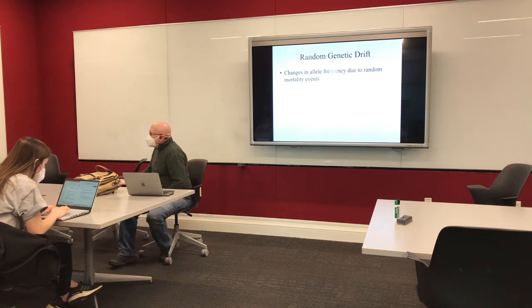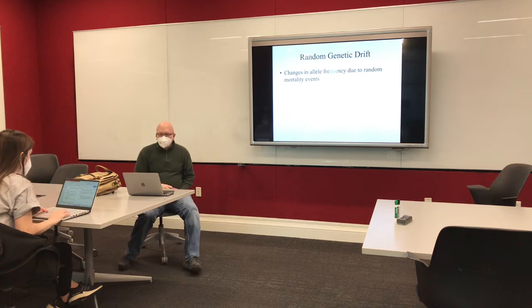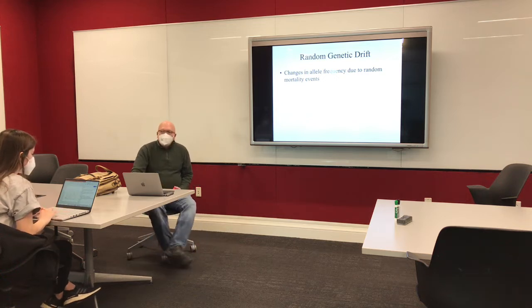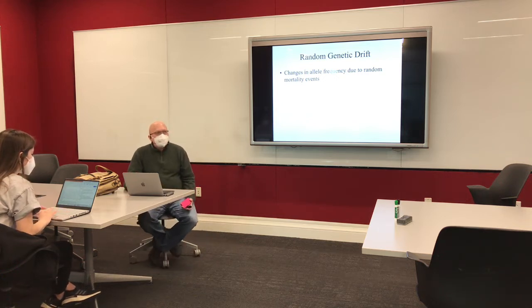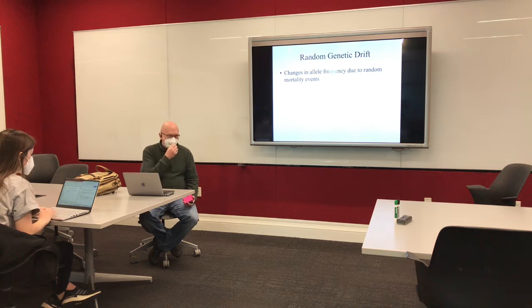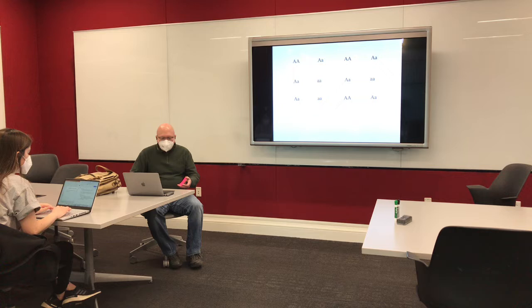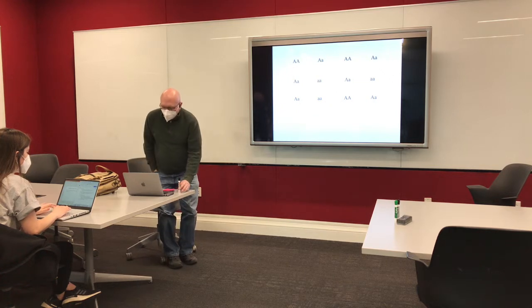But random genetic drift is just changes in allele frequency due to random mortality events. The death doesn't have anything to do with the phenotype of the individual. It just has to do with you happen to be in the wrong place at the wrong time. So imagine taking a coin. Avery, help me out here for a minute.